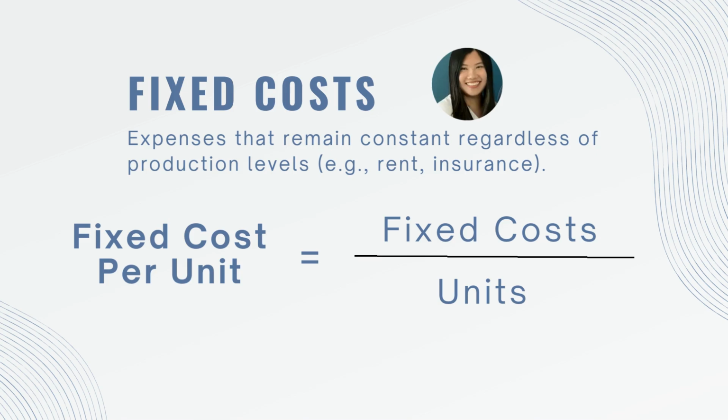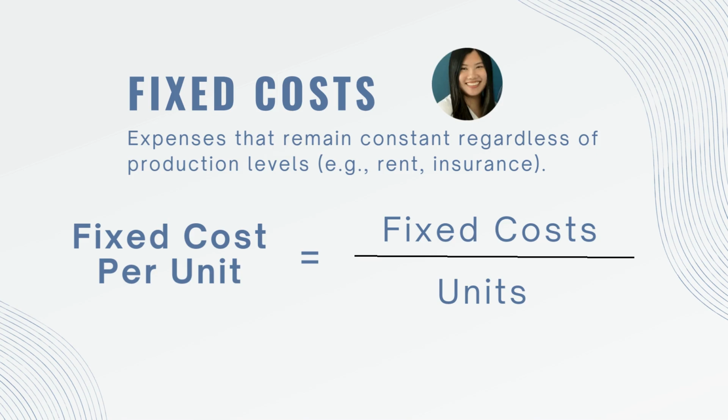A fixed cost is an expense that remains constant regardless of production levels, like rent or insurance. Fixed costs are those business expenses that do not change in total when the volume of goods or services produced increases or decreases within a certain relevant range of activity and a specific time period, usually a month or a year. The key aspect of fixed costs is that they remain constant. That's the total amount of these costs stays the same.